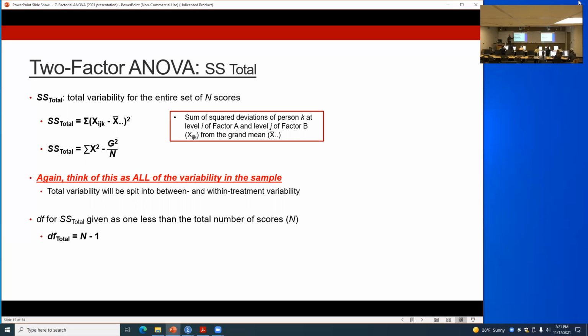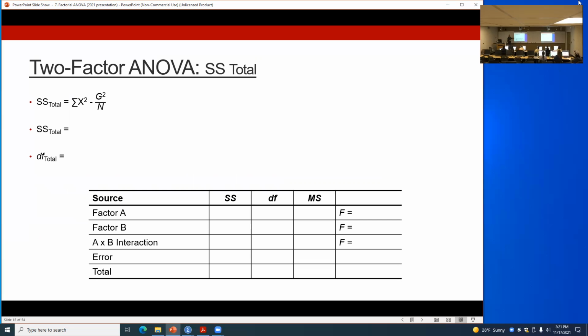So this is just calculating the total variance of the full set, or the full sum of squares. Sum of squares total based on this is just 840, right? The sum of our squared x's minus 120 squared over 30. Degrees of freedom: there are 30 people in this example, minus 1. And then we can start populating our table here. People okay conceptually with sum of squares total?